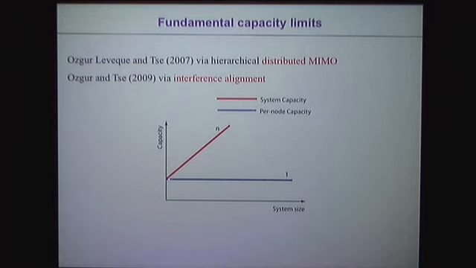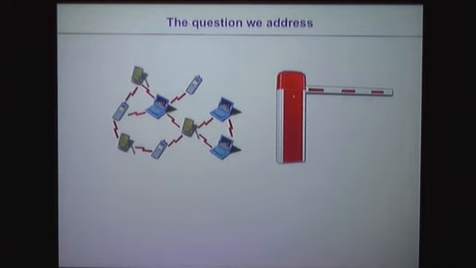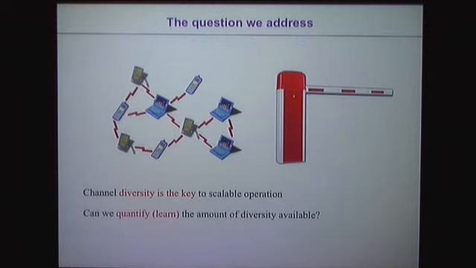Therefore, if you have n nodes, each node can transmit at a constant bitrate with these new techniques that were recently developed. However, these techniques are indeed limited by the richness of your channel. So provided that your channel is sufficiently rich, then you can scale the system. And the question that we address in my group is exactly this. Can we learn how rich the channel is? How can we decide whether we have this diversity that we can exploit to construct our protocols? Since channel diversity is key, we want to quantify and learn that amount of diversity.